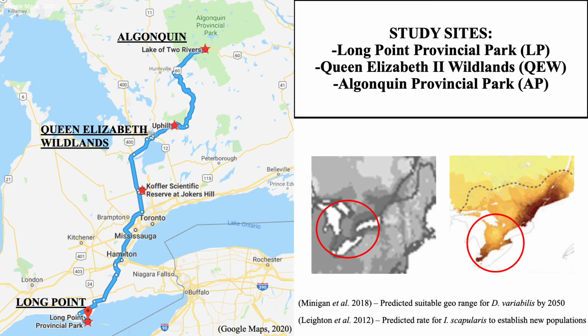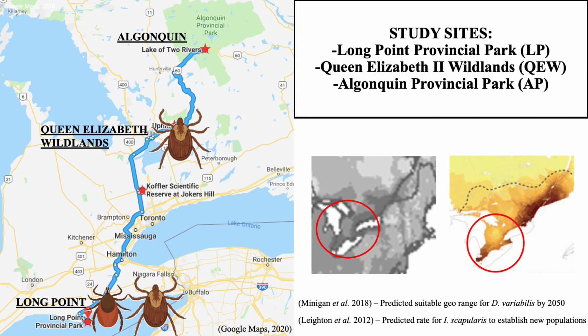To get a better idea of how deer mice may be affected by different tick prevalence, I chose to sample from 3 different study sites across a latitudinal gradient that represent varying levels of establishment for both of my focal tick species. The geographic range of deer mice coincides with all 3 of these sites, though the parasite communities of these populations vary. The most southern site, Long Point, has both species present, while the middle site, Queen Elizabeth Wildlands, has only wood ticks present.